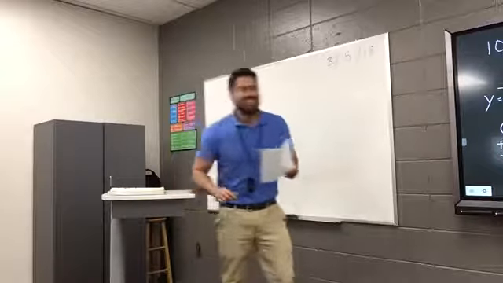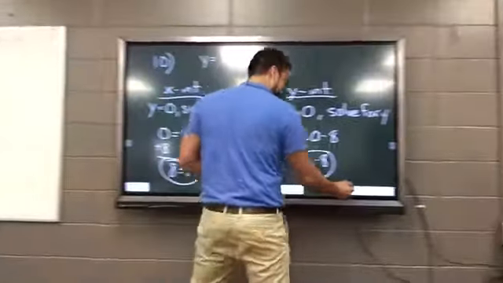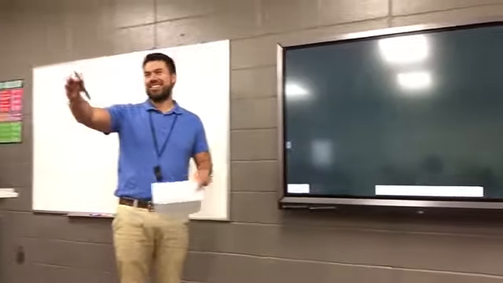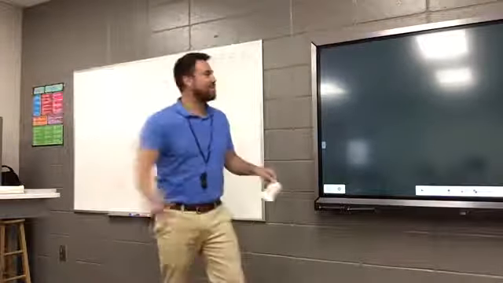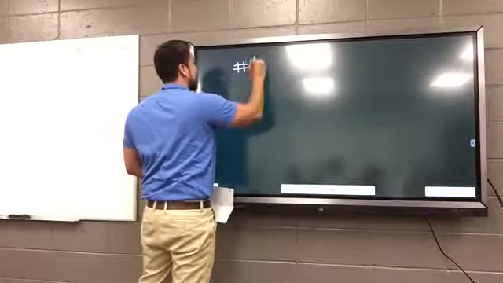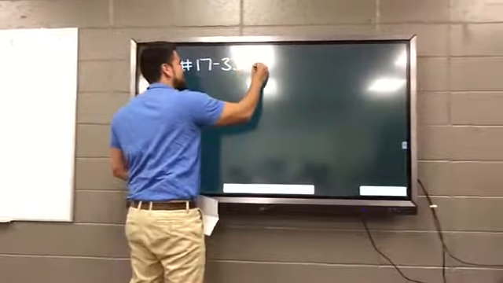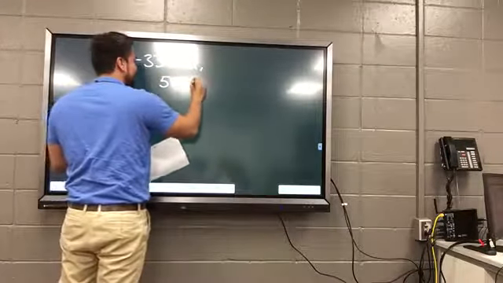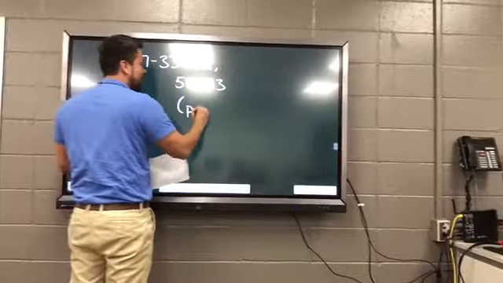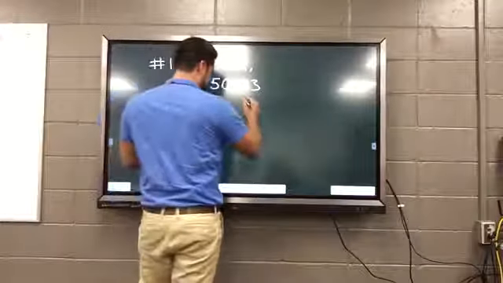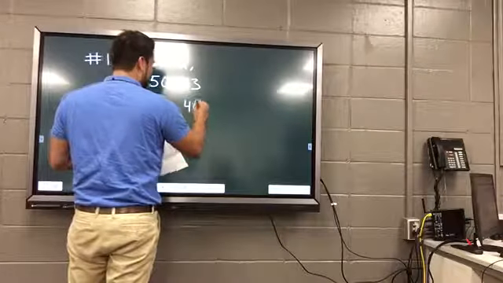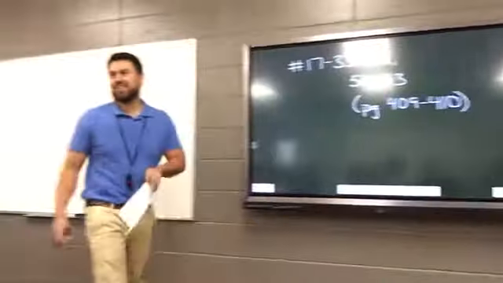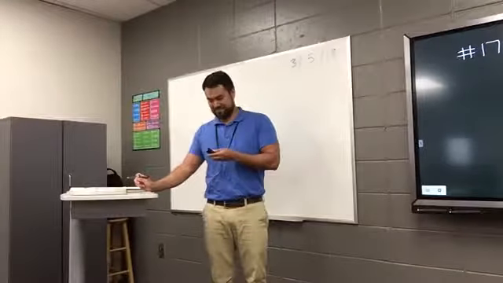Your homework tonight, the first night of the week: 17 to 33, odd. And then 50 to 53, located in your books, starting with page 409 and proceeding to 410, where it ends. Goodbye.